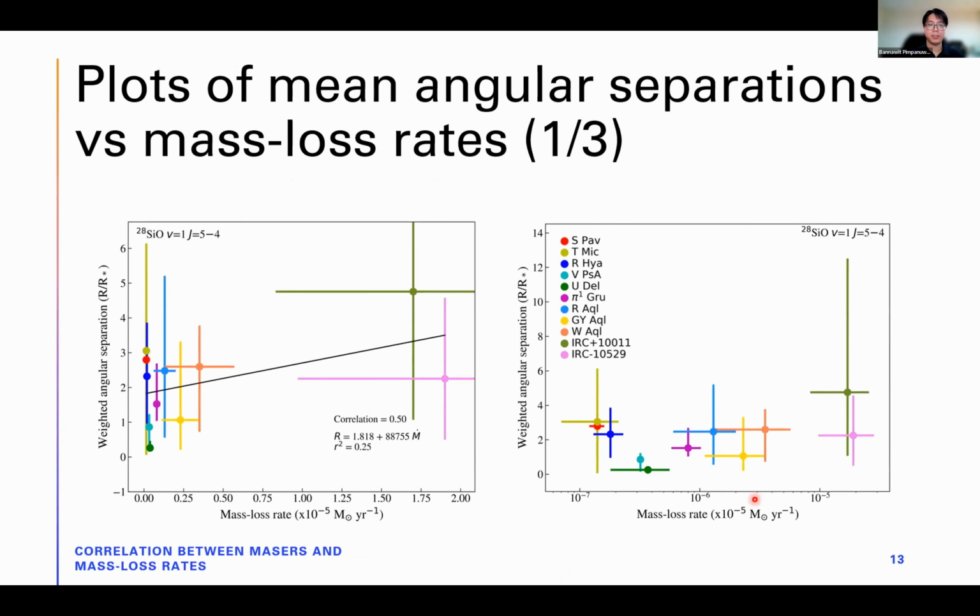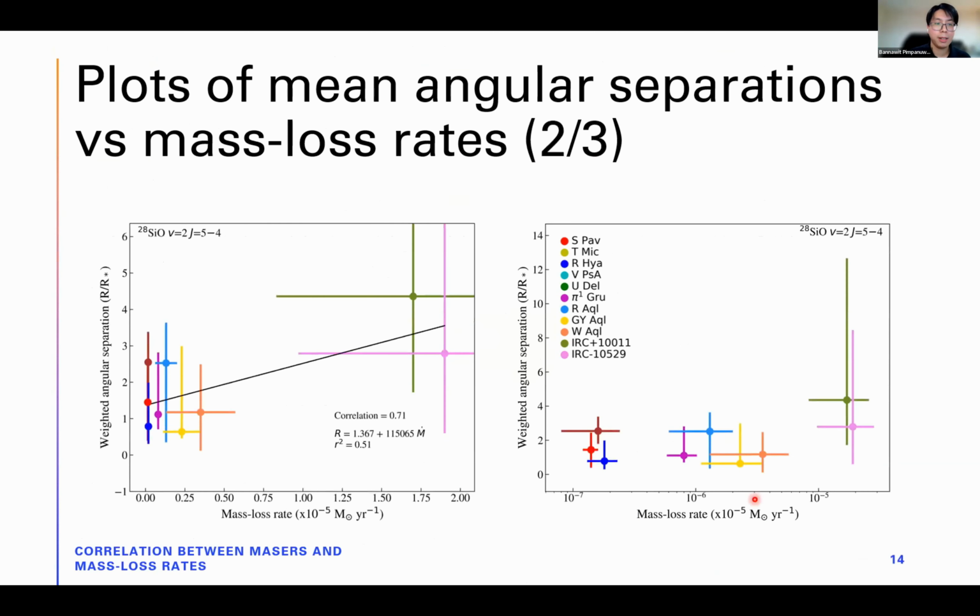So we've got our first result here for 28SiO v=1, J 5 to 4. So we have 2 plots of flux-weighted mean angular separation in the unit of stellar radii against mass loss rate. So the one on the left is shown in linear scale, while the right shows the mass loss rate in log scale. And you can also see on the plot that we've got the correlation coefficient and the best fitted linear regression model. So as you can see here, for this particular transition, we got a correlation of about 0.5, which is reasonable and pretty interesting already. And this trend seems to continue with the other 2 transitions as well.